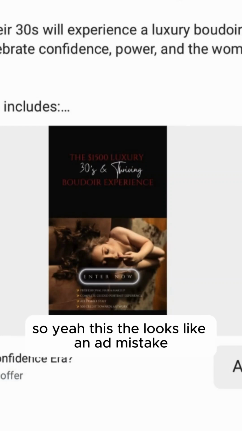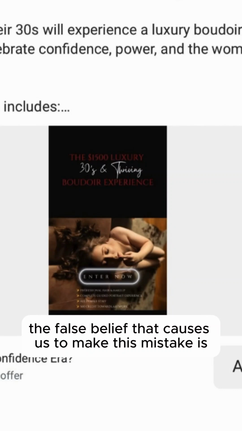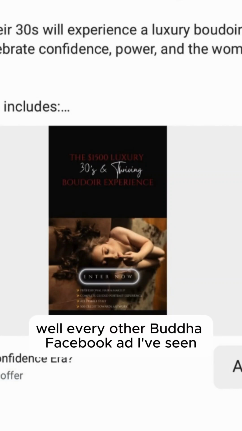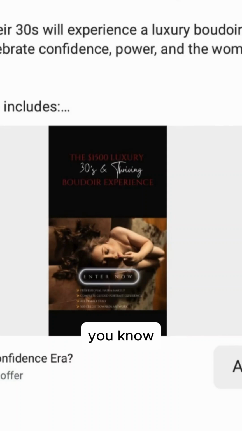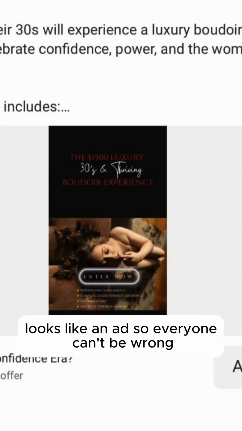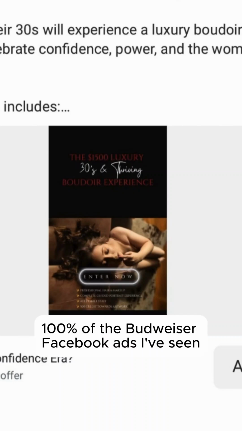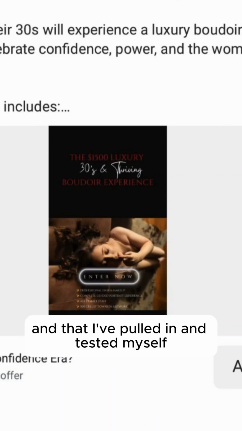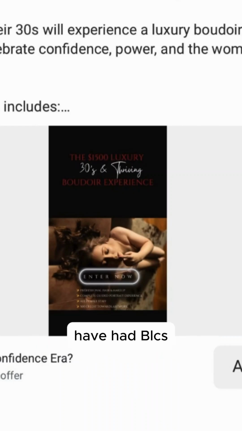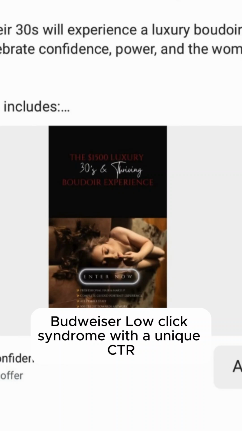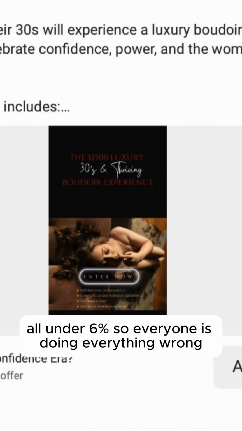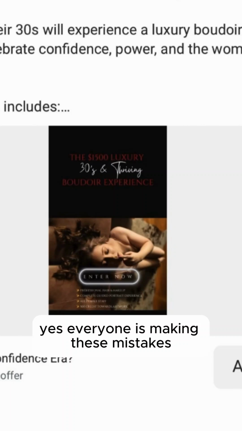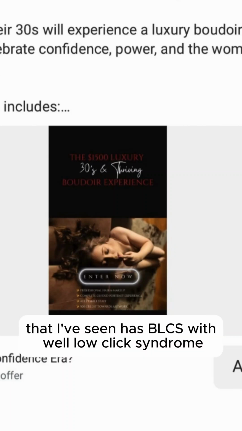So yeah, this looks like an ad mistake. The false belief that caused us to make this mistake is, well, every other Boudoir Facebook ad I've seen looks like an ad. So everyone can't be wrong, can they? Well, 100% of the Boudoir Facebook ads whose back end I've seen, and that I've pulled in and tested myself, have had BLCS, Boudoir low click syndrome, with a unique CTR under 6%. So everyone is making these mistakes. That's why everyone I've seen has BLCS.